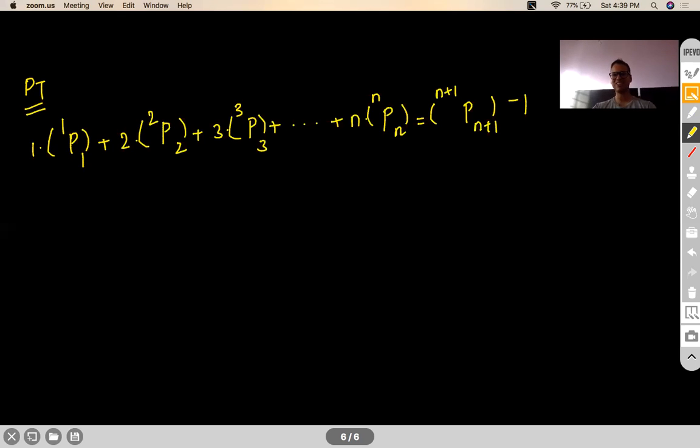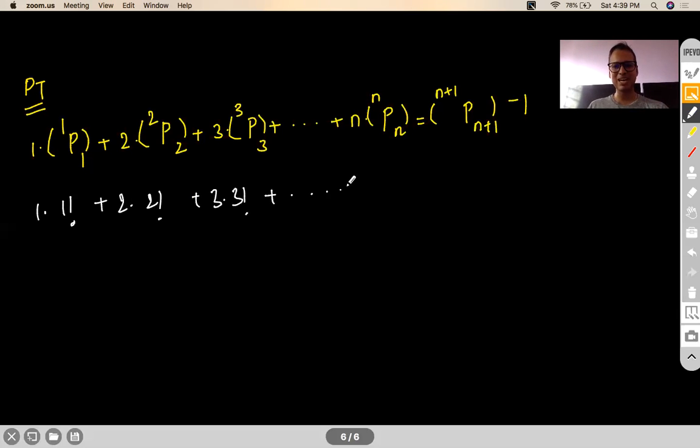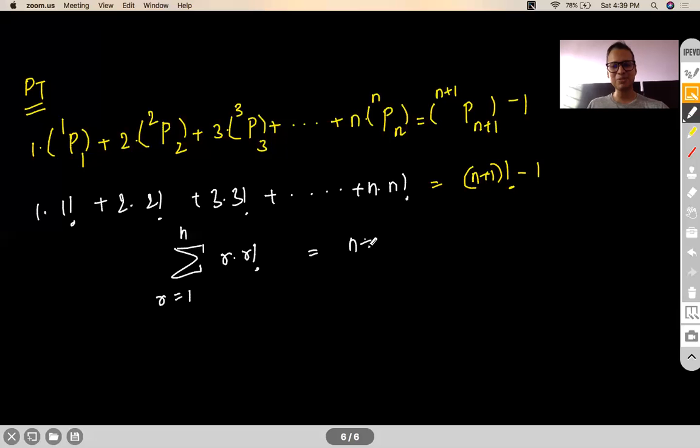If you would recall, this is very similar to one of the questions we did in factorial. In fact, it is the same question. I don't know how many of you recall that. See, 1P1 is 1 factorial. 2P2 is 2 factorial. 3P3 is 3 factorial. So ultimately, what am I asking you? I'm asking you to sum up this. In short, I'm asking you to prove that this is the expression, correct? In other words, I'm asking you to prove the summation of R times R factorial from R equal to 1 till n is n plus 1 factorial minus 1.